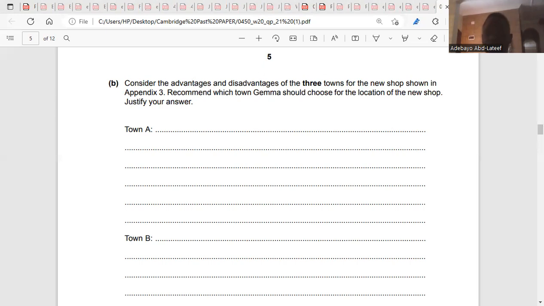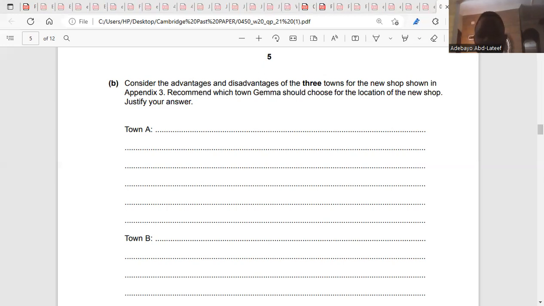For the advantages, let's talk about town A. Town A, it's going to generate the net profit for each year of around 270,000. That's an advantage. I think it's more than B and C. The profit that's going to be made in a year for town A is bigger than B and C. So more profit will be generated in town A than B and C. That's an advantage for town A.